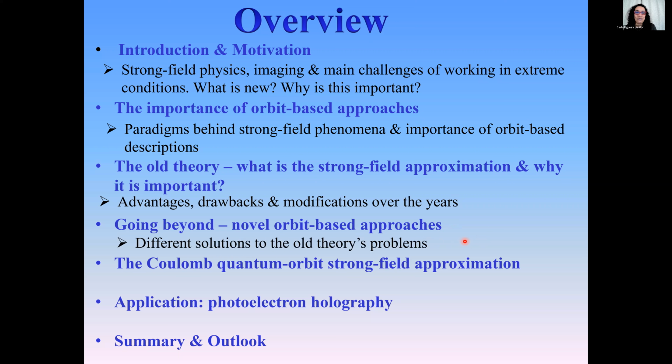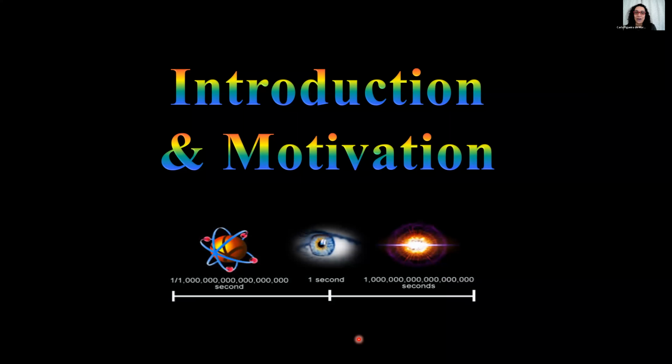So novel orbit-based approaches that incorporate what we need to have. And this last bit is about our work. So I'm going to talk about one orbit-based approach that we have developed at UCL, which is the Coulomb Quantum-Orbit strong field approximation. Then this is going to be applied to photoelectron holography, and I'm going to give you a summary and an outlook. Okay, so let's motivate our talk.